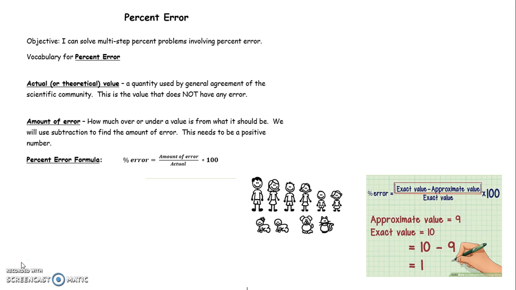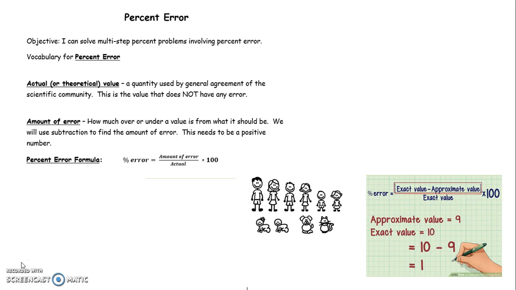You come up with a different density for aluminum, and you want to know how far off your experimental value was from the actual. That'll give you a percent error, and you might have to write up about that in like a science lab. So let's talk about some vocabulary.